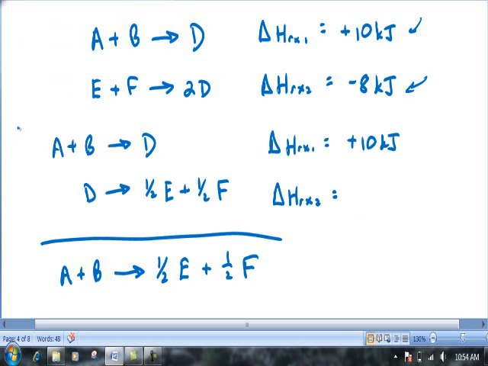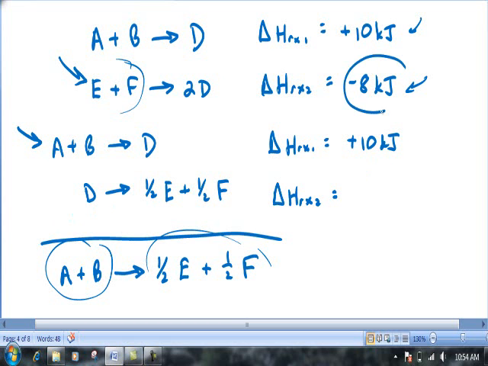The A plus B goes to D reaction remains as is, because we want to have our A and B remain as reactants. However, our E and F that we have here need to end up as products and be only half as much. So the second reaction here, we're going to flip and write it backwards and chop it in half. By flipping it, that takes the sign of the original enthalpy of reaction and changes it to a positive 8 kilojoules. And by dividing the reaction in half, the amount of energy we would get would also be cut in half. So we cut the enthalpy of reaction in two.